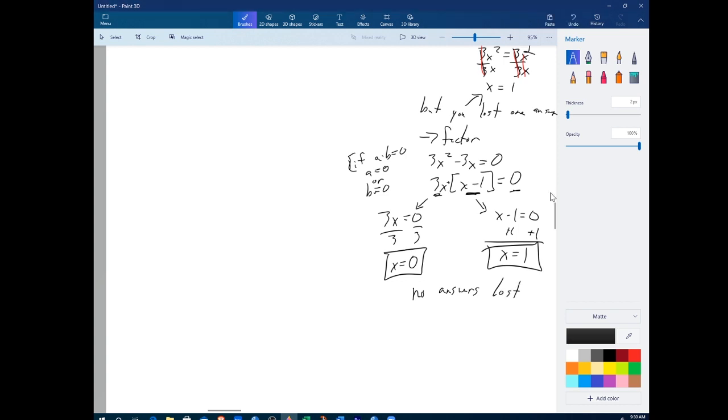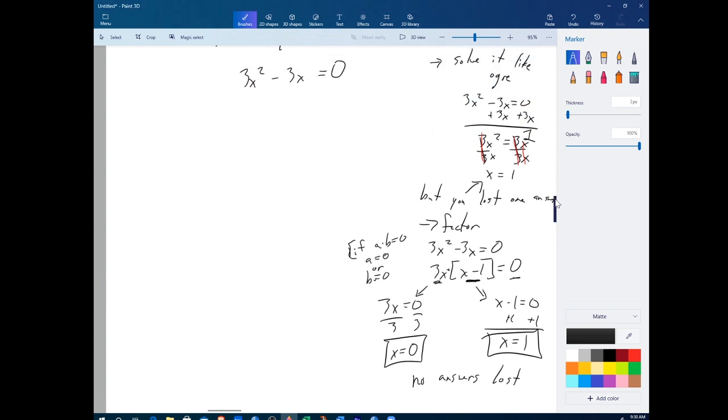And of course, since it's a quadratic, you also could use the quadratic formula. You could complete the square. That'd be fine. So, anytime you have more than one term, that's when you want to avoid solving it like an ogre. If you have more than one term with an x in the problem, rely on other methods you've learned.